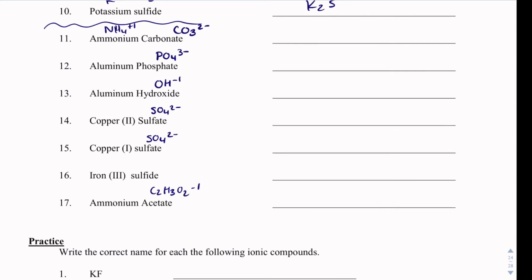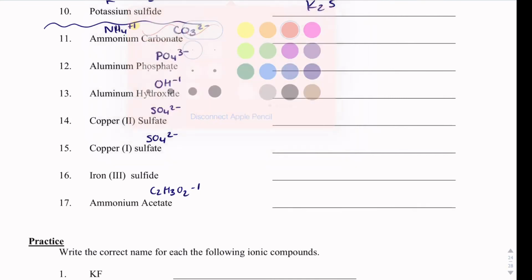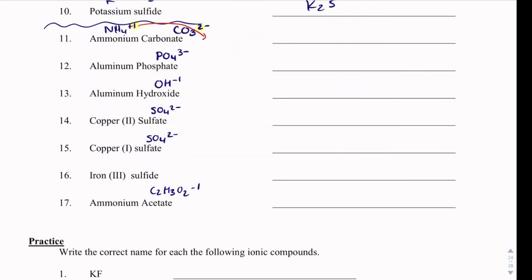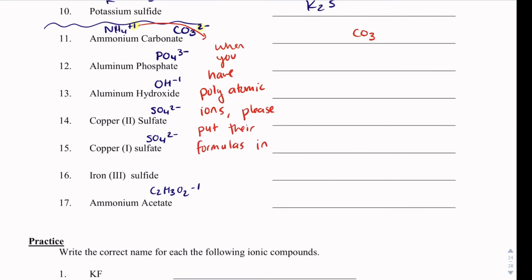So what I want to do is think about this 2, and this 1, and I'm going to crisscross just the charges. I'm going to take the 1, put it down there, and I'm going to get CO3, 1. Now that's kind of confusing, because that kind of looks like 31. So when you have polyatomic ions, please put their formulas in parentheses.